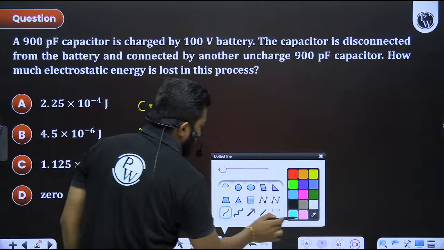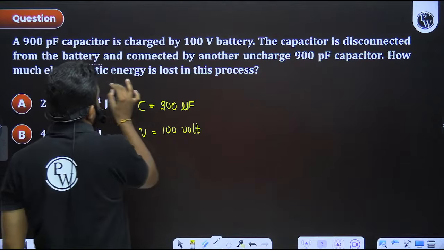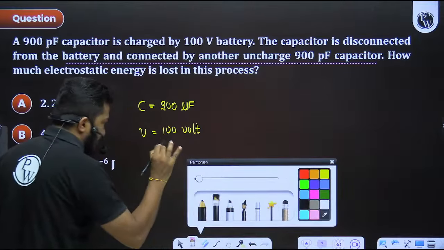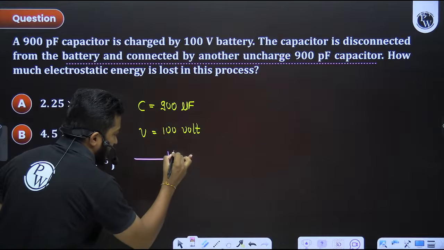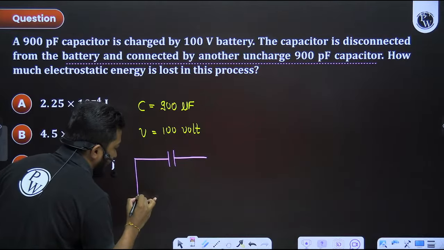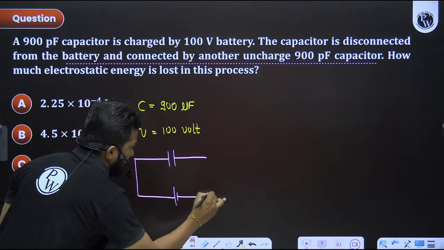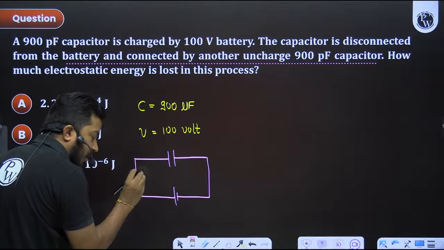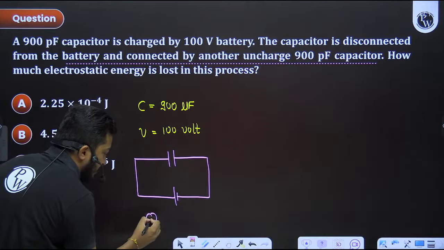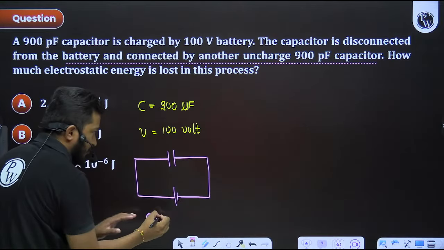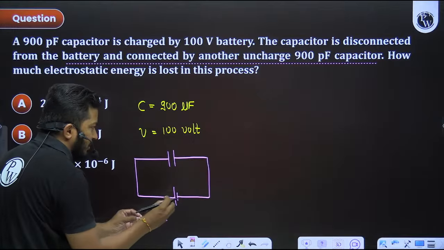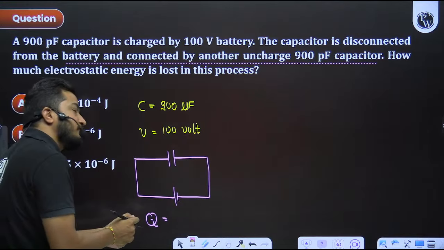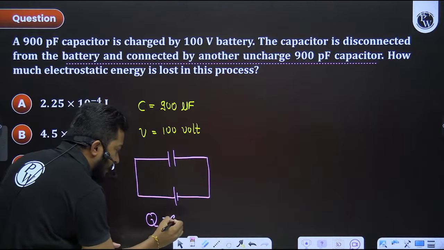This sentence matters a lot. What they actually want to say is, initially there is one capacitor and it is connected with one battery. During this time, the total charge available on the capacitor is Q. Since C is equal to Q by V, I can say Q is equal to C into V.